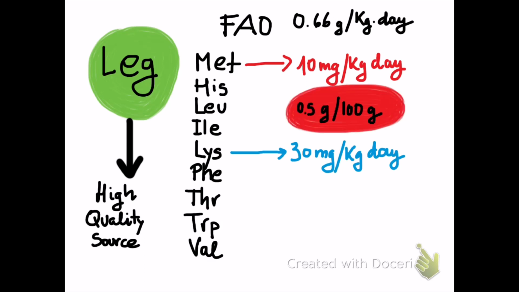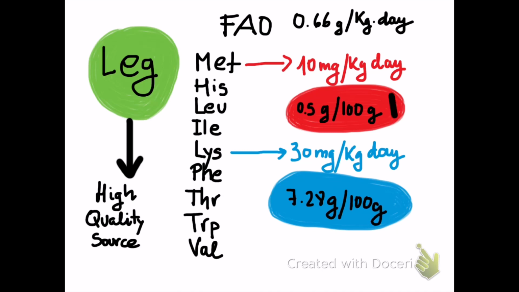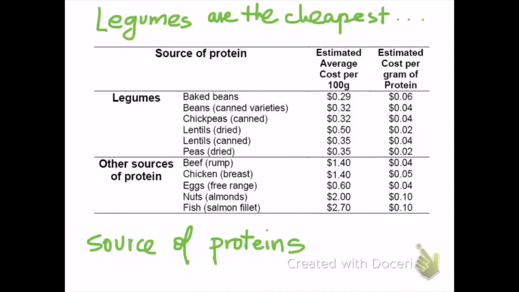However, legumes provide only 0.5 grams of methionine every 100 grams of protein, an amount that cannot complete the need of an adult. Legumes are not a good source of methionine or tryptophan. Therefore, the diet should be complemented with other foods rich in these amino acids, such as cereal. Legumes are the cheapest source of protein, at least half as expensive as, for example, beef meat.